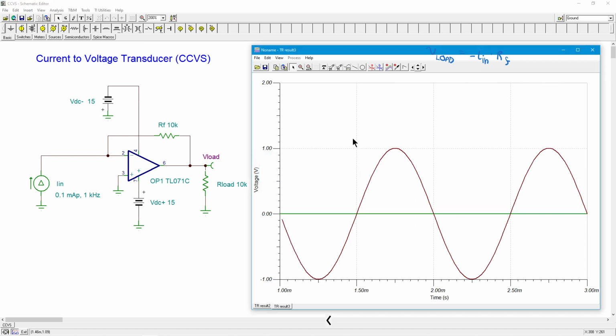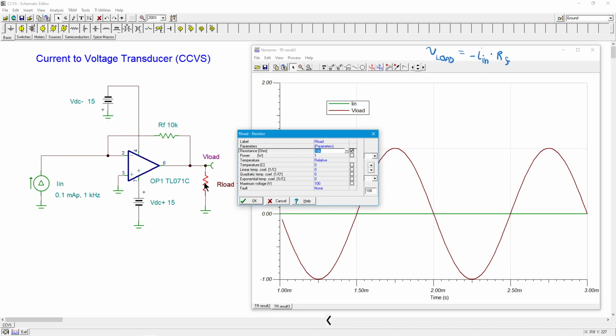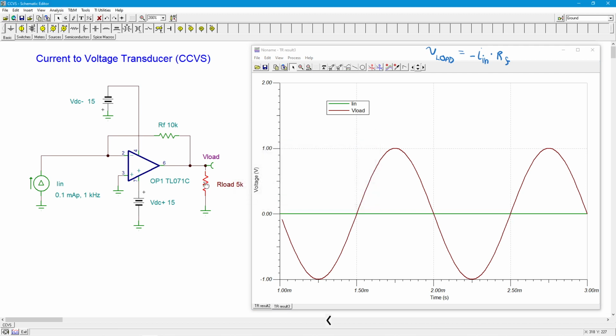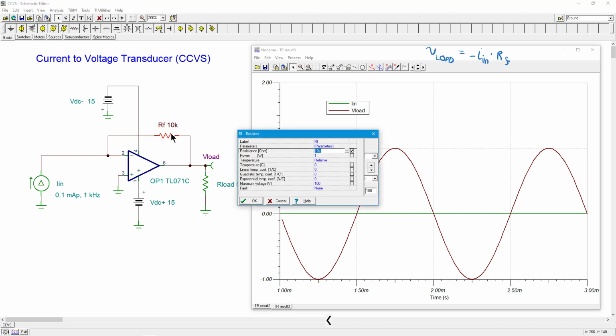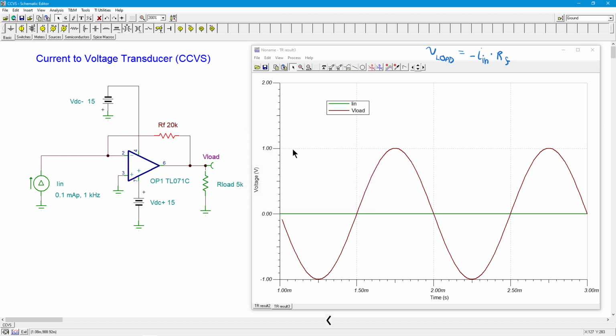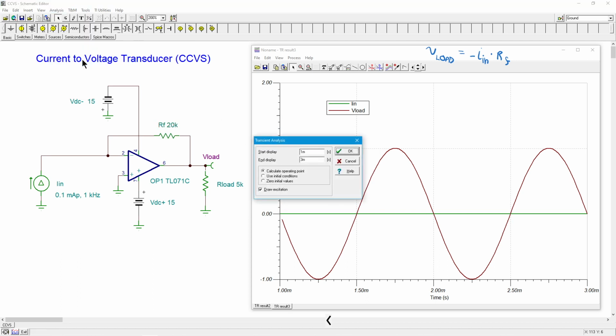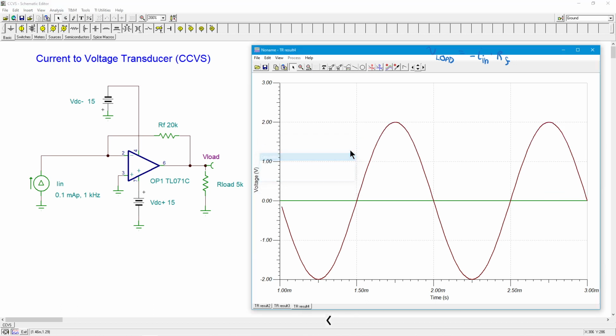And without going through all the rigmarole of rescaling, there's your V load. You can see, yep, it's still 1 volt. Okay, beautiful. Let's bring this back to where it was. Want to do an even comparison, and it is in fact the RF that should be doing this. So let's double this up to 20k. Now we should see twice as much. Instead of a 1 volt peak, we should see a 2 volt peak output. And bingo, there we go, there's our 2 volts.